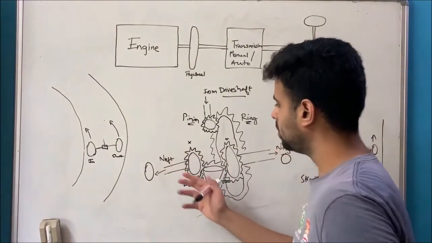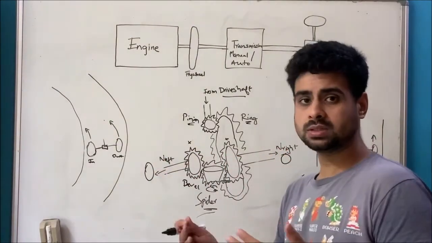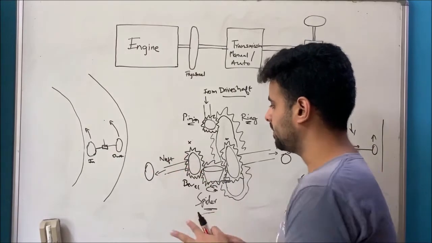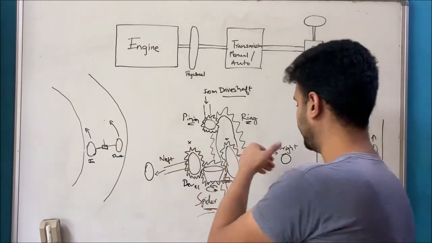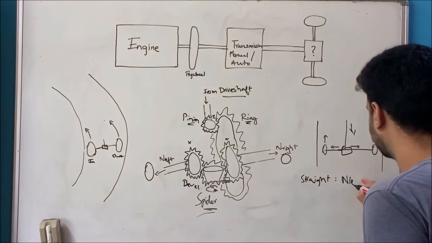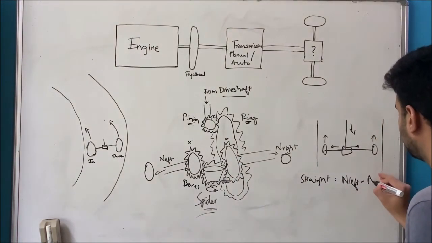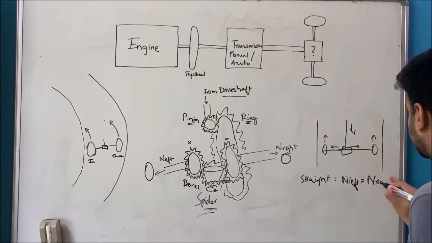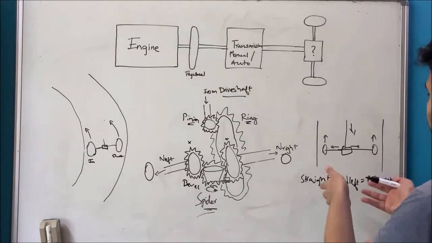bevel gears. So N left and N right just means the number of turns the left gear turns and the number of turns the right gear turns. So when it's going straight, N left is equal to N right, and the car just goes straight.